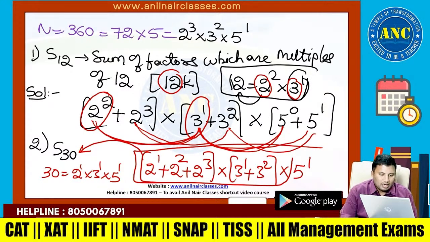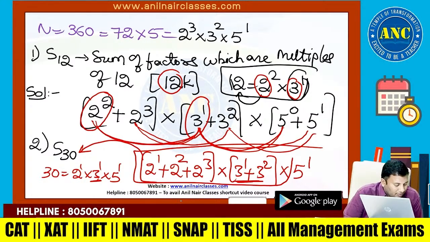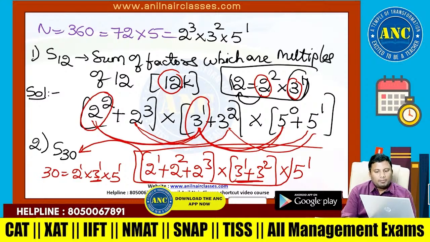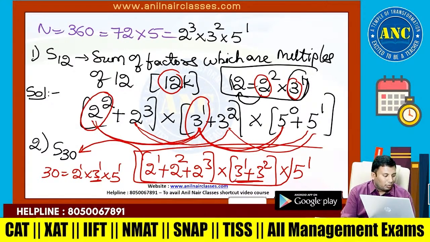Naveen, why should it be 3 power 0? 30 is starting from 3 power 1. So it is 3 power 1 plus 3 power 2. Rest is 5 power 1. Sum of the factors which are multiples of 12 over sum of the factors which are multiples of 30 over. Everybody says clear. So next concept.